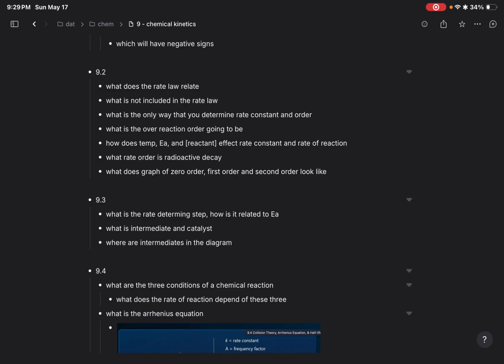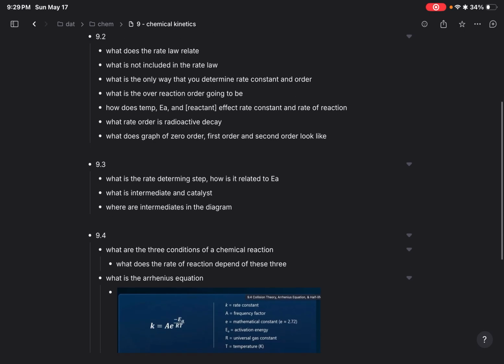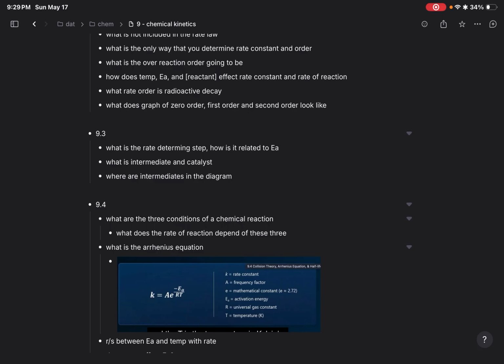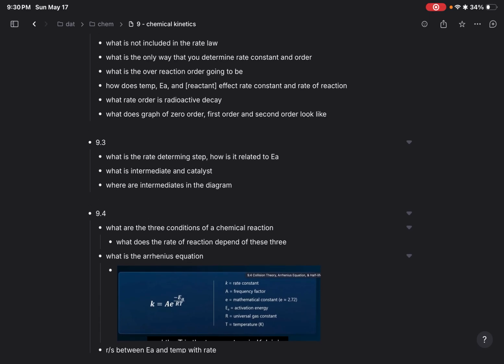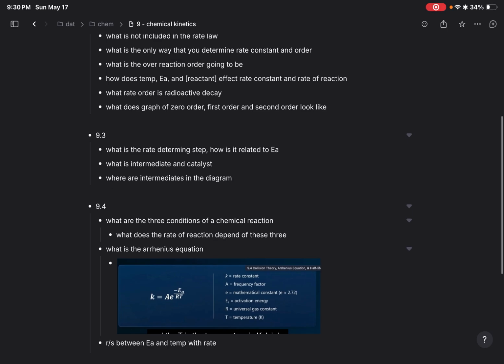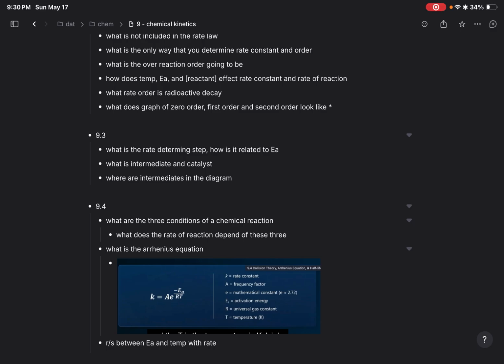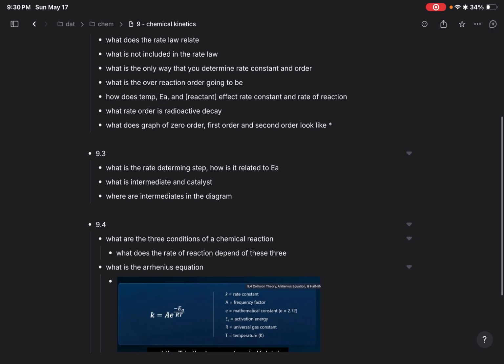What order is radioactive decay? That's first order. What does the graph of zero order, first order, and second order look like? Zero order will be a negative, no, it'll be a positive sloping line. Or no, it would be a negatively sloped linear line. First order, I'm not actually sure, put a star. Zero order will be a linear decrease. First order will be exponential decay. Second order will be a reciprocal linear plot.